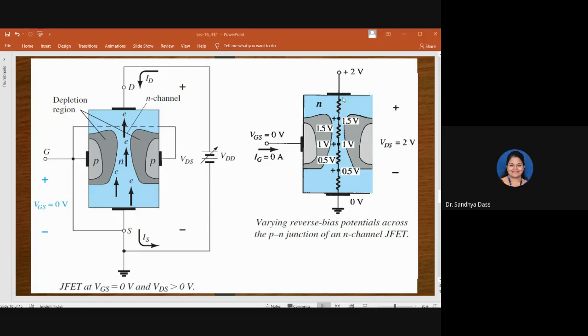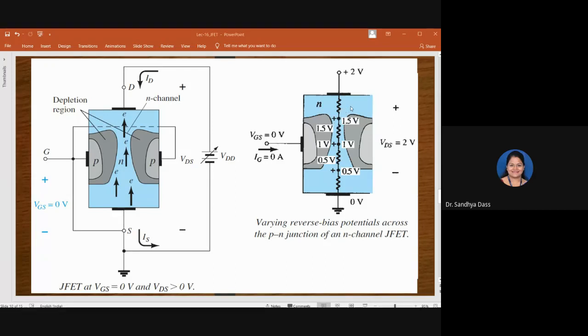Now the current ID, the drain current, will establish these different voltage levels inside the channel. Since the potential is applied across the drain and the P terminal, which is the gate, which is grounded, and you're varying VDS, observe what happens. There is an increase or variation in the reverse voltage, isn't it?